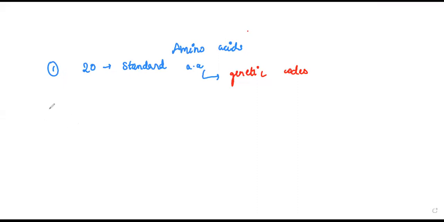Now we have some proteogenic amino acids too. These amino acids are incorporated in proteins during protein synthesis. And when we talk about basic structure, you have seen the basic structure of the amino acids. This is the basic structure.